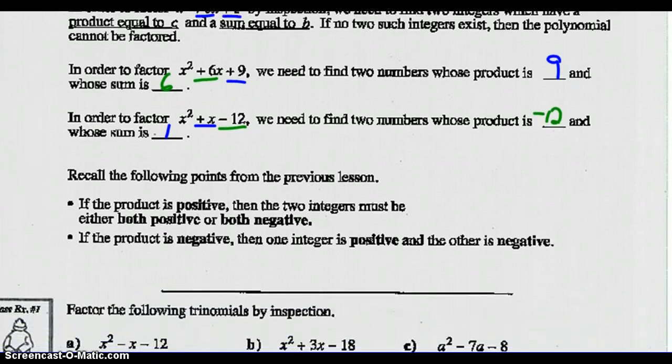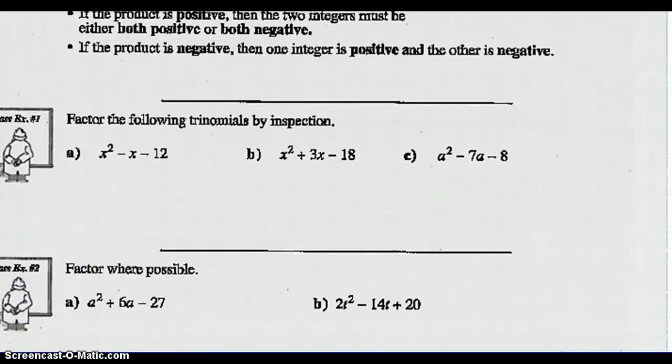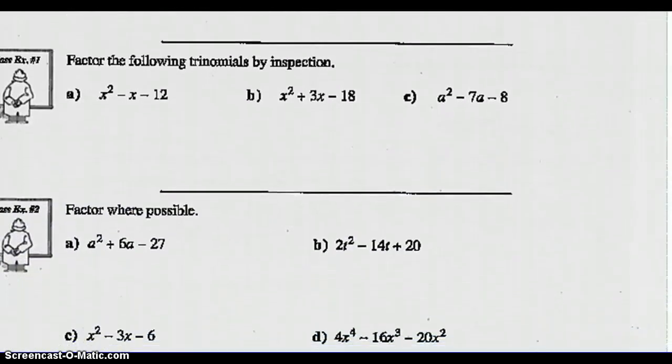Recall the following points from the previous lesson. If the product is positive, then the two integers must be either both positive or both negative. And if the product is negative, then one integer is positive, the other one is negative. Let's remember how to do a couple of these.